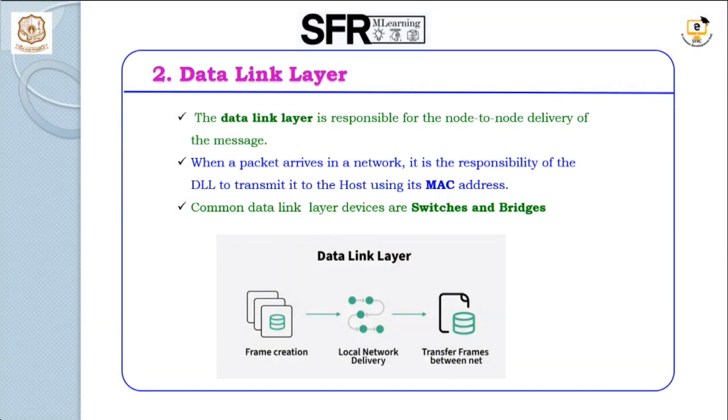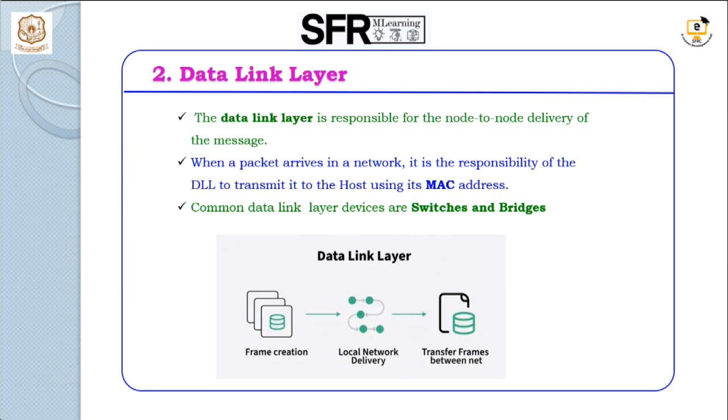The next layer is the data link layer. The data link layer is responsible for the node to node delivery of the message. The main objective of this layer is to provide error-free data transfer from one node to another over the physical layer. When a packet of data arrives in a network, it is the responsibility of the data link layer to transmit it to the host using its MAC address. The packets in the data link layer are referred to as frames.